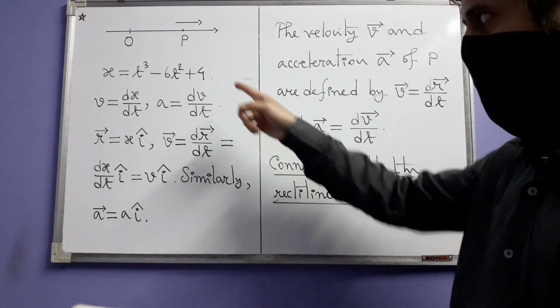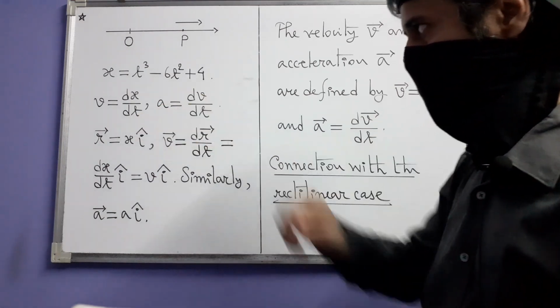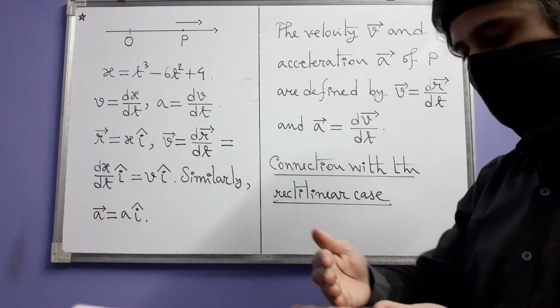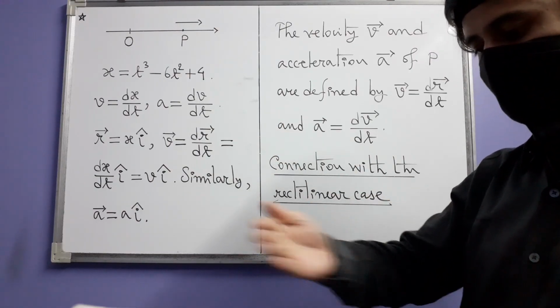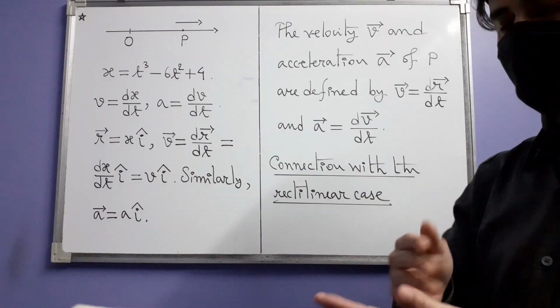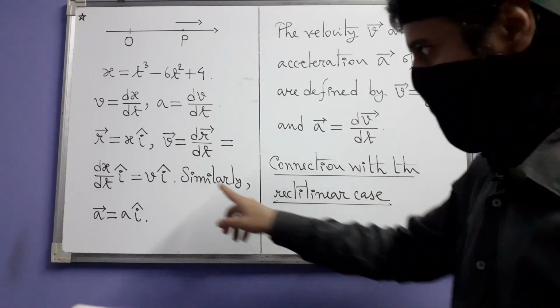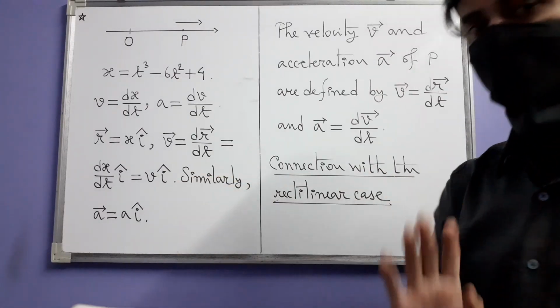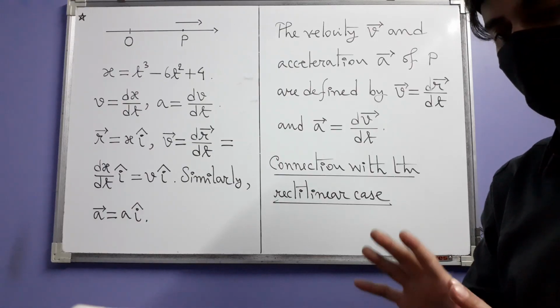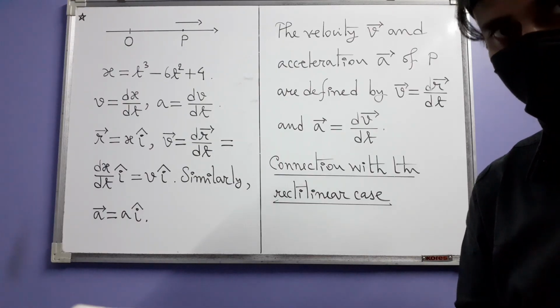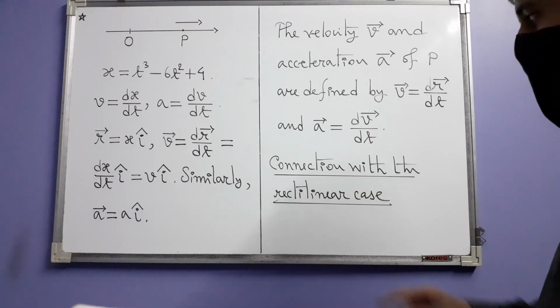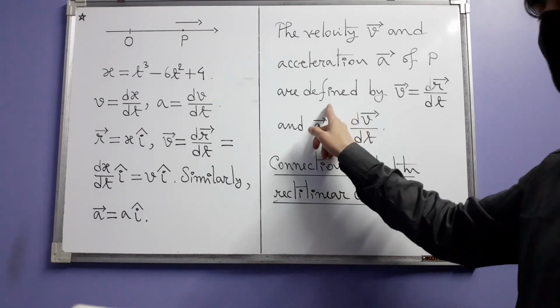If you go back to the old definitions of this v and a, there you will see this phrase, in the positive x direction. That fact indicates that we have i hat with these things, if we consider them as vectors, which they actually are. So that is the connection with the rectilinear case of this general case.